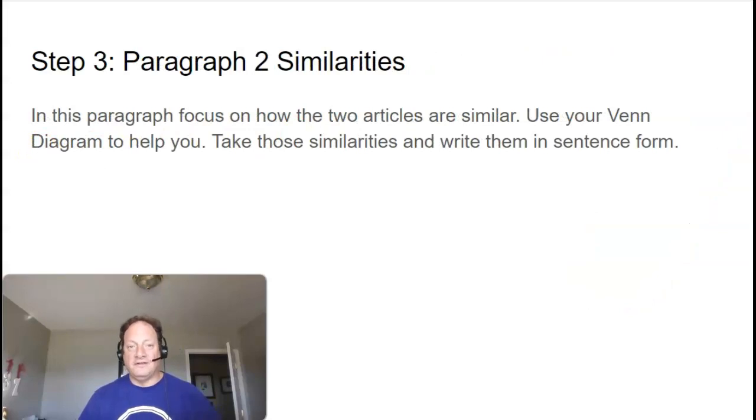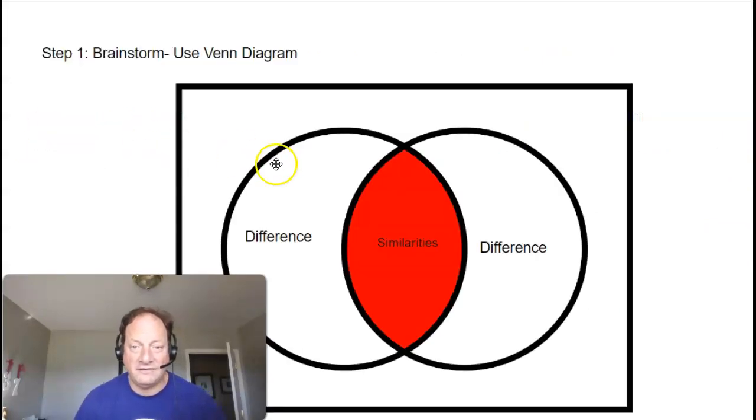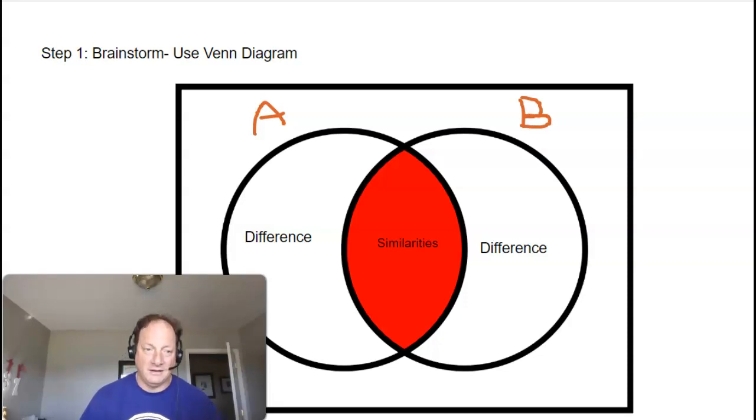Paragraph number 2. This is where we talk about the similarities. So going back to this example right here, I want you to think about, all right, how are article A and article B connected? How are they similar? What do they have in common?